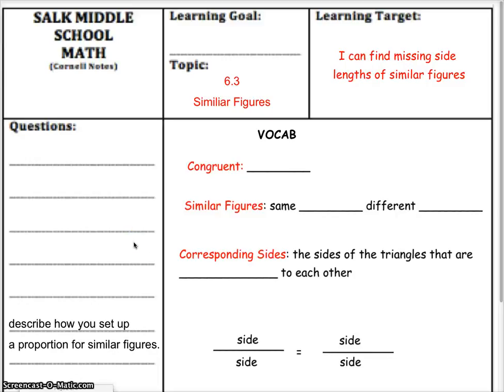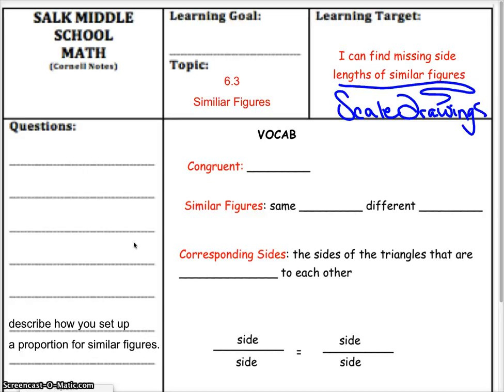Your learning target is you can find missing side lengths of similar figures, and you are also going to apply properties of scale drawings. So you're doing two things today, similar figures and scale drawings, all related to proportions. If you know how to set up a proportion, then you know how to do similar figures and you know how to do scale drawings.